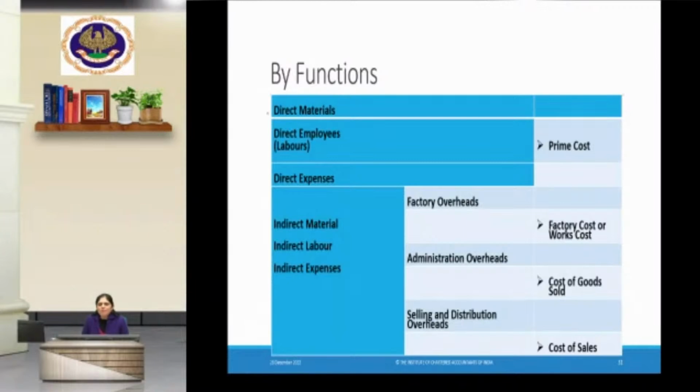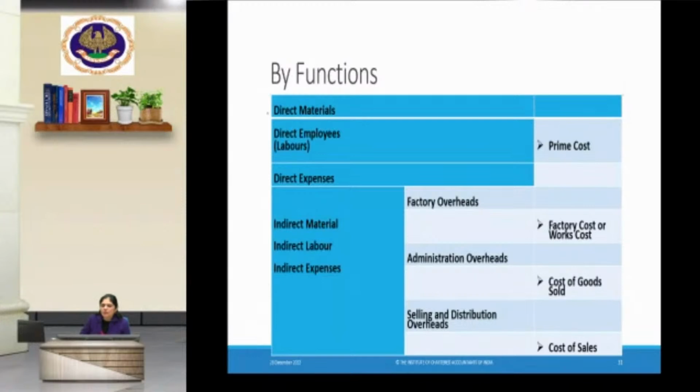And after prime cost, all the 3 overheads start. After prime cost, we add factory overheads to the prime cost. So we get factory cost. To factory cost, we add administration overhead, we get cost of goods sold. To cost of goods sold, we add selling and distribution, we get cost of sales.